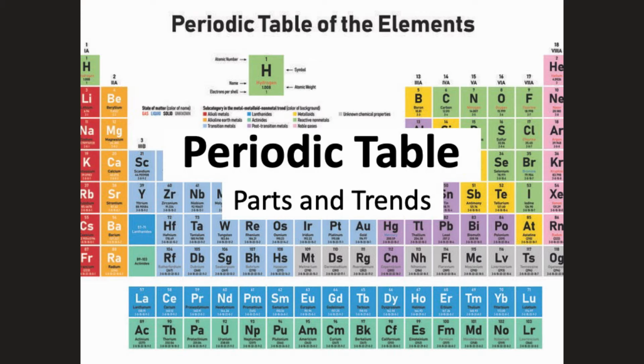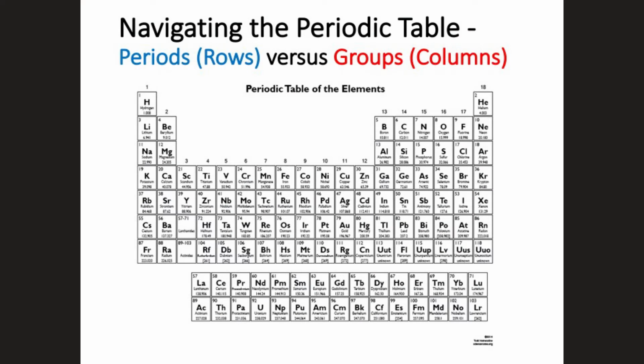Okay, this is a quick review on the periodic table, its parts and trends. The periodic table is set up to function as a grid, but instead of using XY, we're going to use the terminology period and group. Now, there's a reason why we do that, and I'll explain in the next slide.